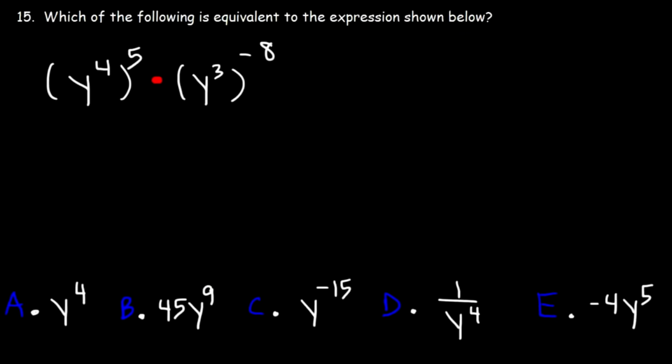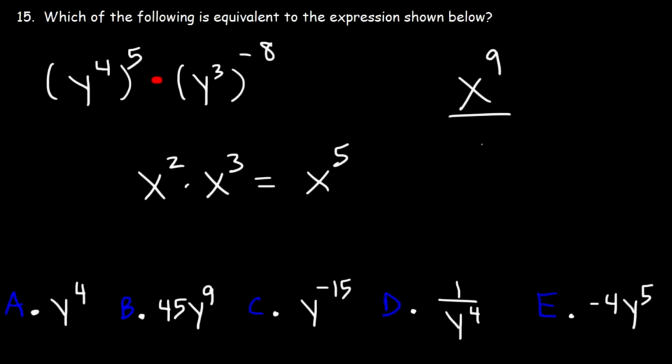Number 15. Which of the following is equivalent to the expression shown below? Now, before we work on this problem, let's go over some basic properties of exponents. For example, when you multiply by a common base, you need to add the exponents. X squared times x cubed is x to the 5th power, because 2 plus 3 is 5. When you divide, you need to subtract. So 9 minus 3 is 6, so this is going to be x to the 6.